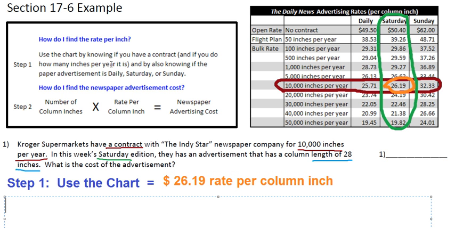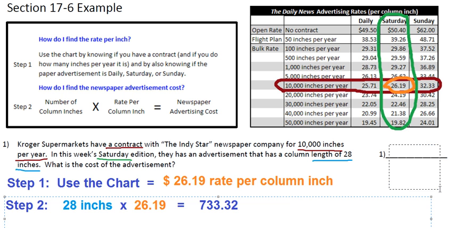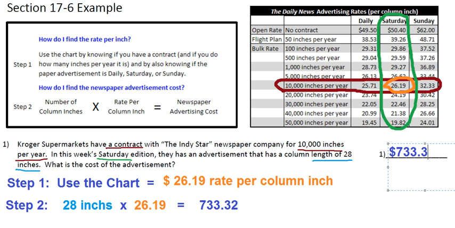Now we can go on to step 2. Step 2, we take that rate per column inch and we're going to multiply it times the 28 inches, because that's the number of inches that we're using for our advertisement. We're going to multiply it out. And if you take your calculator out and you multiply it out, you get $733.32. There we go.